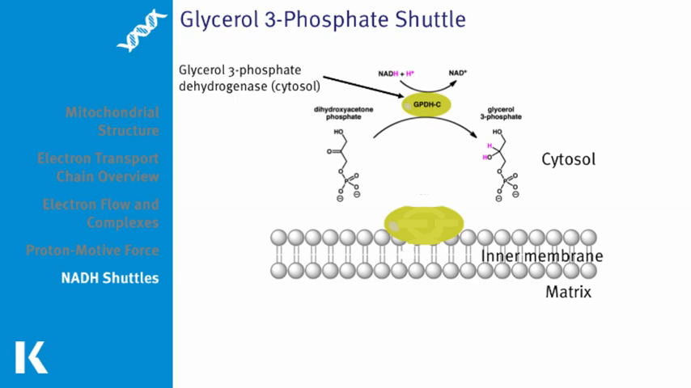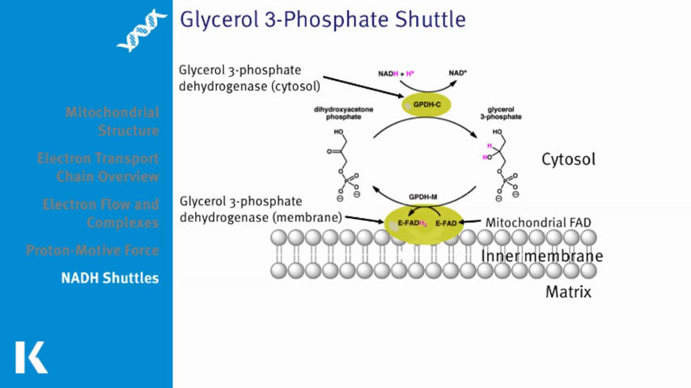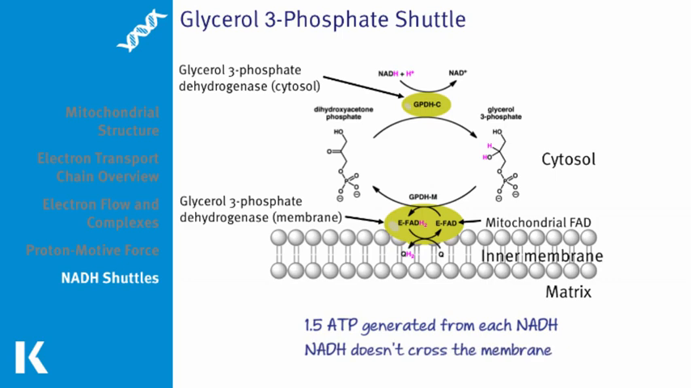In order for glycerol 3-phosphate to pass its high-energy electrons along, the shuttle makes use of a membrane-bound glycerol 3-phosphate dehydrogenase enzyme. Like its cytosolic sibling, the membrane-bound dehydrogenase couples redox reactions to convert glycerol 3-phosphate back into dihydroxyacetone phosphate and mitochondrial FAD into FADH2. Once reduced, FADH2 transfers its electrons to complex 2 via ubiquinone, thus generating the potential to eventually form 1.5 ATP per NADH via ATP synthase, all without NADH ever actually crossing the membrane.